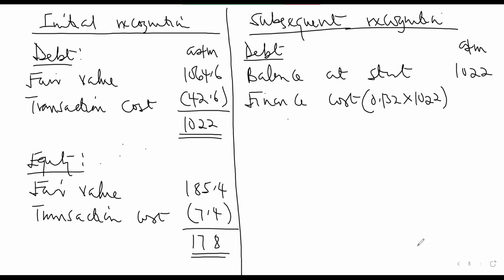What are we having? 134.904. So 134.90. Okay, then we come to coupon. The coupon will be our 0. Okay, there is no coupon payment in the first year, isn't it?